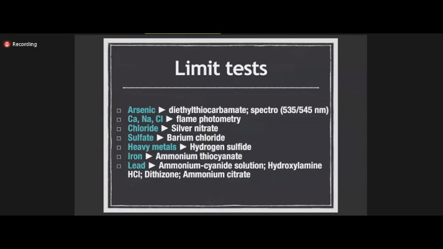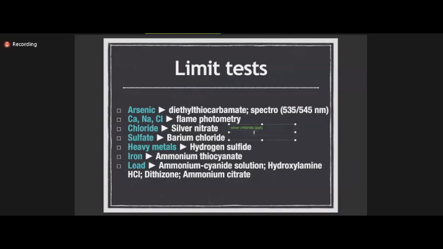So usually, class, some of the tests here are based on precipitation. For example, chloride, no? Your chlorides precipitate with silver nitrate to become silver chloride, which is a precipitate. So if a precipitate is produced, meaning you have chloride, because you precipitated silver into silver chloride.